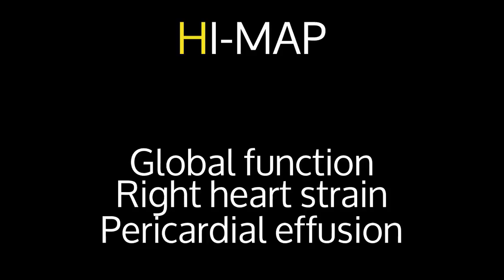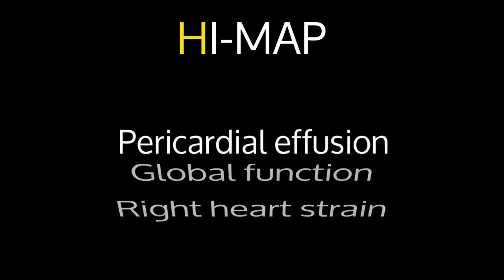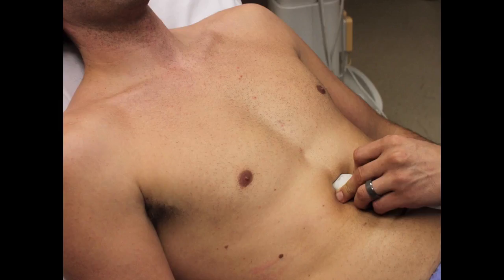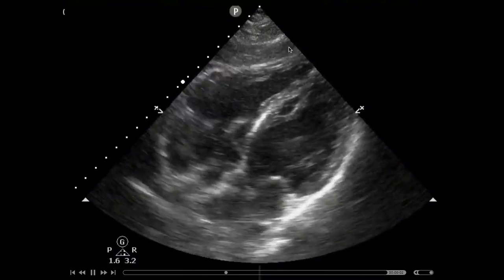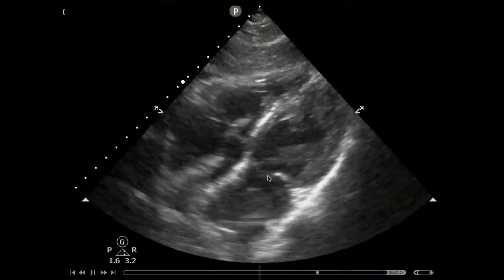The last thing you have to evaluate when looking at the heart in a patient with undifferentiated hypotension is the presence of a pericardial effusion. You're going to place the probe in the subxiphoid area with the probe marker facing towards the patient's right this way. And this is the image that you should see. You have a little bit of the liver up here, the right side of the heart here, and the left side of the heart down here.